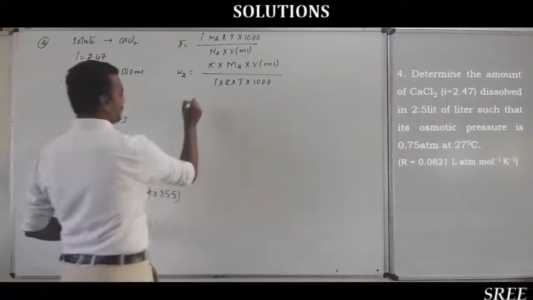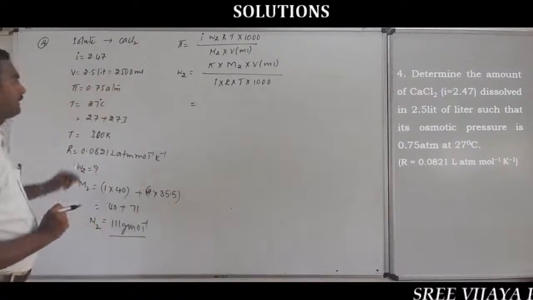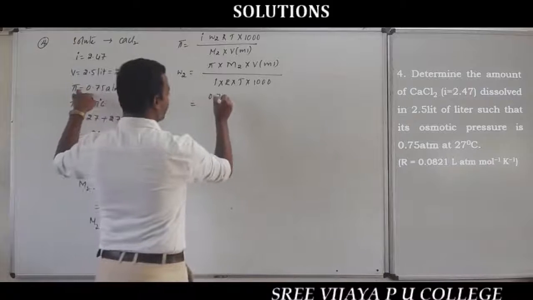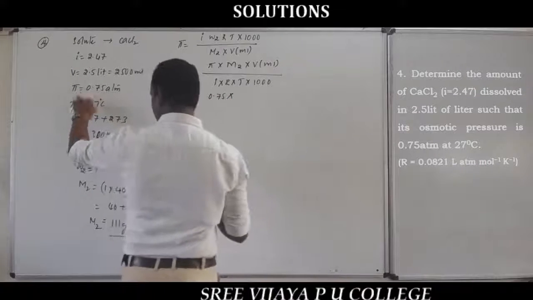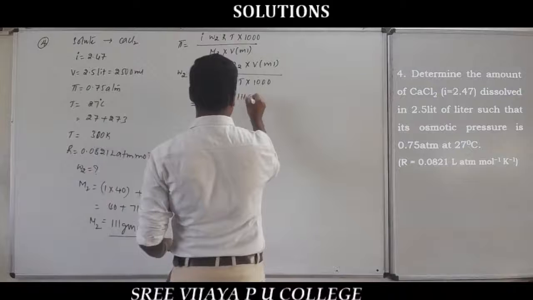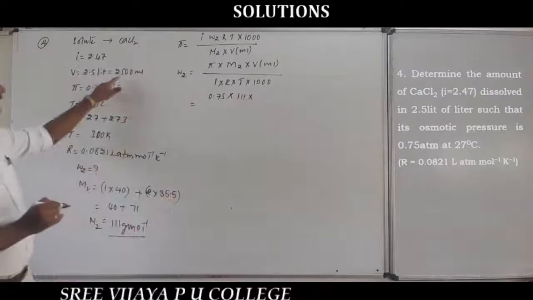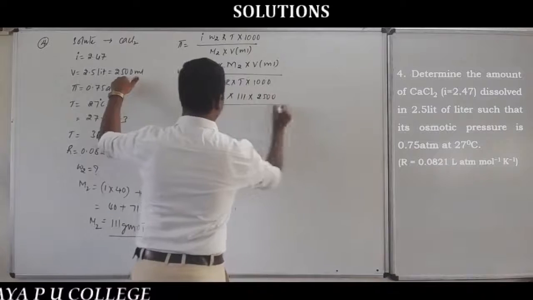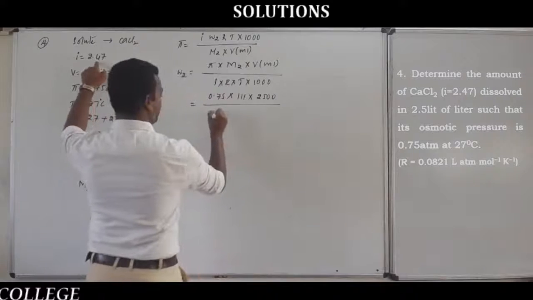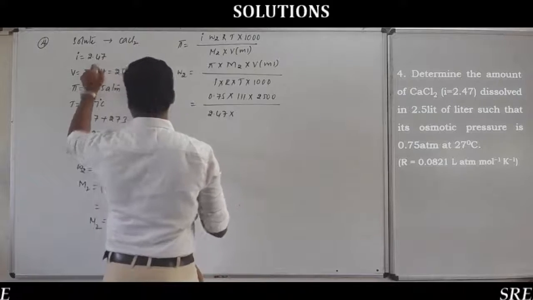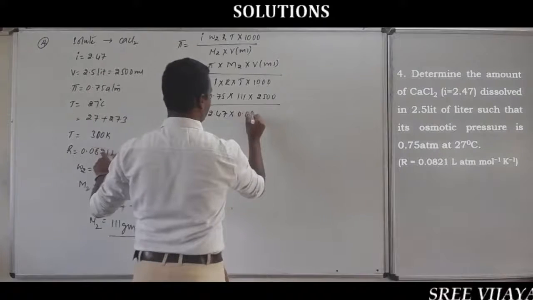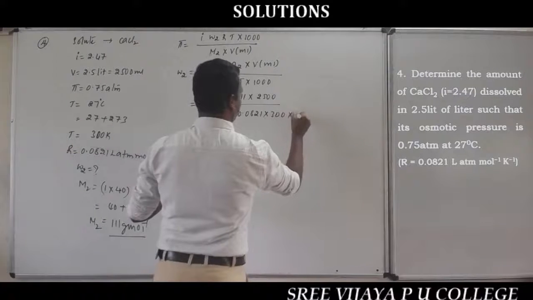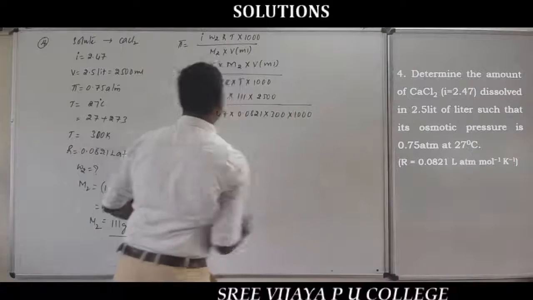So now to find W2, substitute the values of π and also M2, V, all the factors. That is, the π value is 0.75 into, what is M2? M2 is 111 gram per mole. What is the volume? That is 2500 ml, whole divided by the Van't Hoff factor, that is 2.47, into the R value, that is 0.0821, into temperature 300, into 1000. So those are the equations.